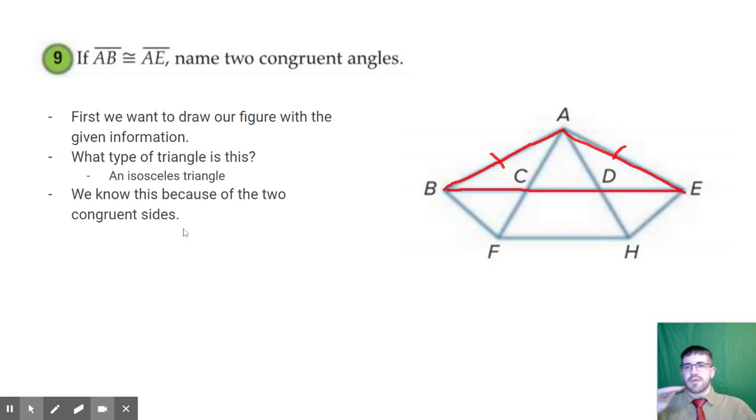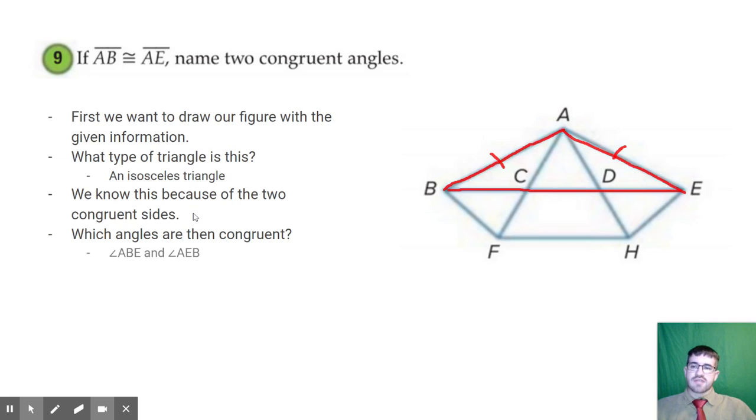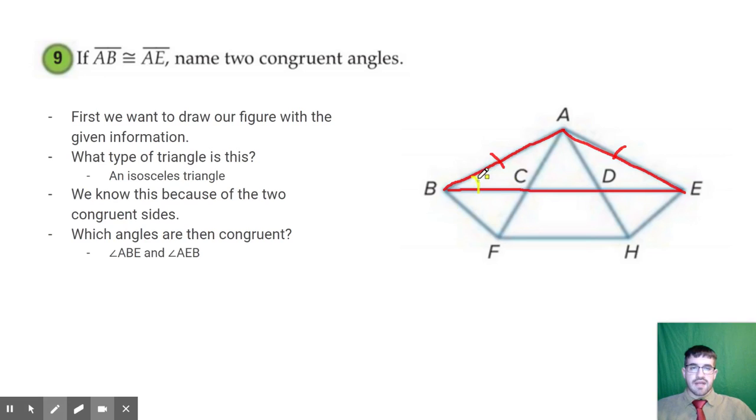Now think about what you know about isosceles triangles so far. And we need to find out which 2 angles are congruent. So the 2 angles that are congruent are going to be angle ABE, this one right down here, and angle AEB, this angle right down here. And the angles that are congruent are always the angles that are opposite of the congruent sides.